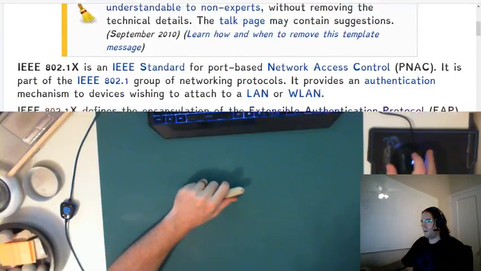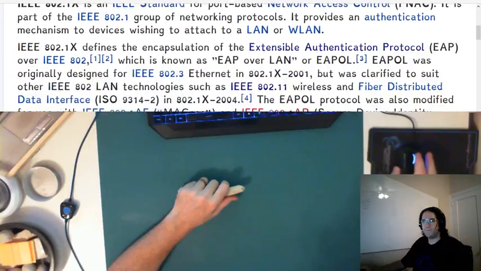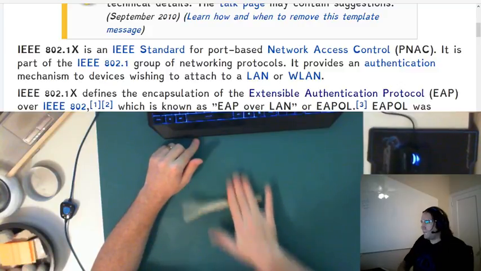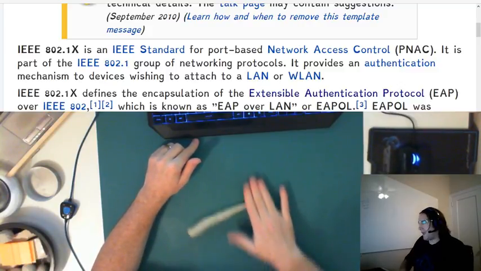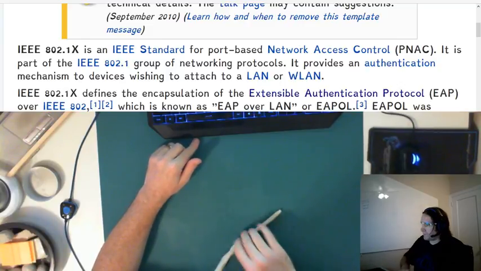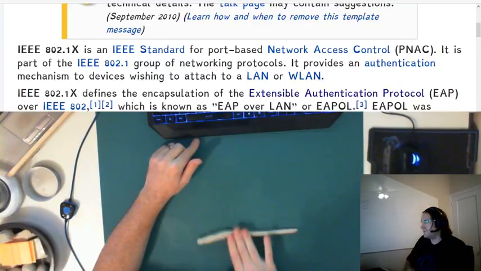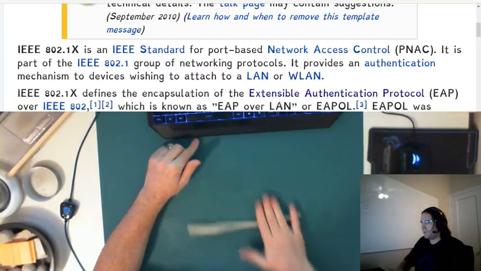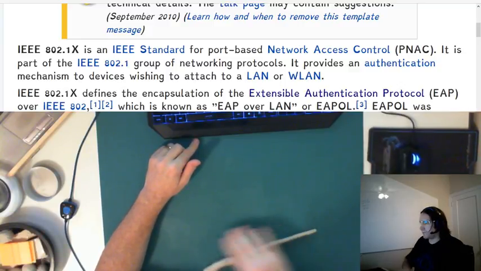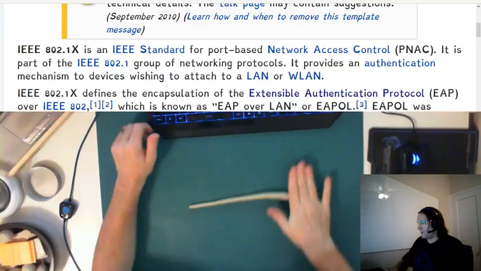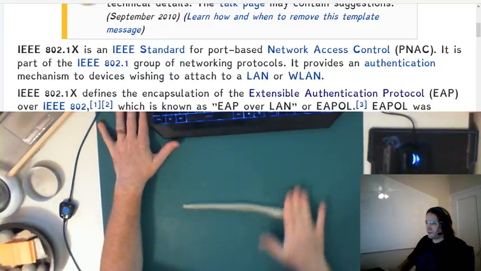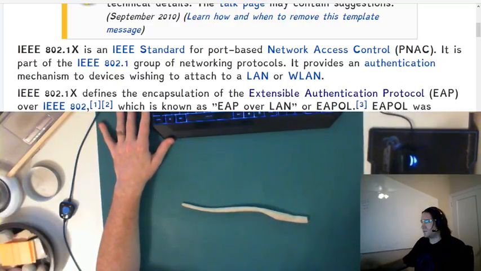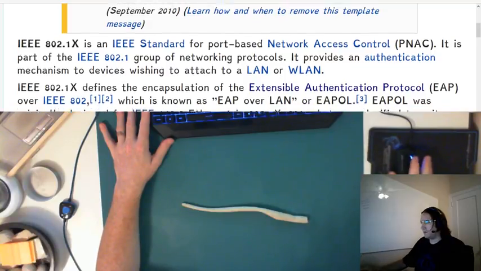IEEE 802.1x is an IEEE standard for port-based network access control, PNAC. Port-based network access control. Network access control, NAC, port-based PNAC. Okay. It is part of the IEEE 802.1 group of networking protocols. It provides an authentication mechanism to devices which are attached to a LAN or WLAN.